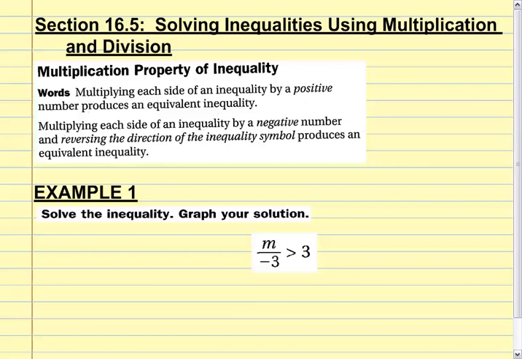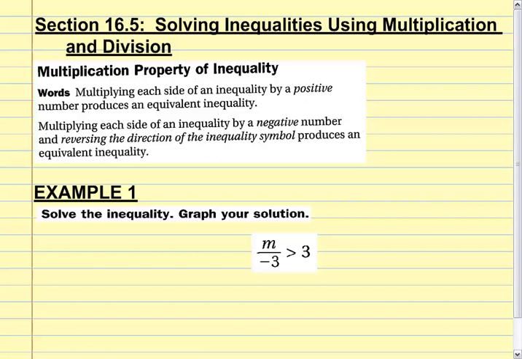16.5, solving inequalities using multiplication and division. Now, you'll remember yesterday I said you solve inequalities the exact same way that you solve equations, just like you've always been doing, but there's one exception. Today we're going to talk about the exception. Okay? The exception is this.